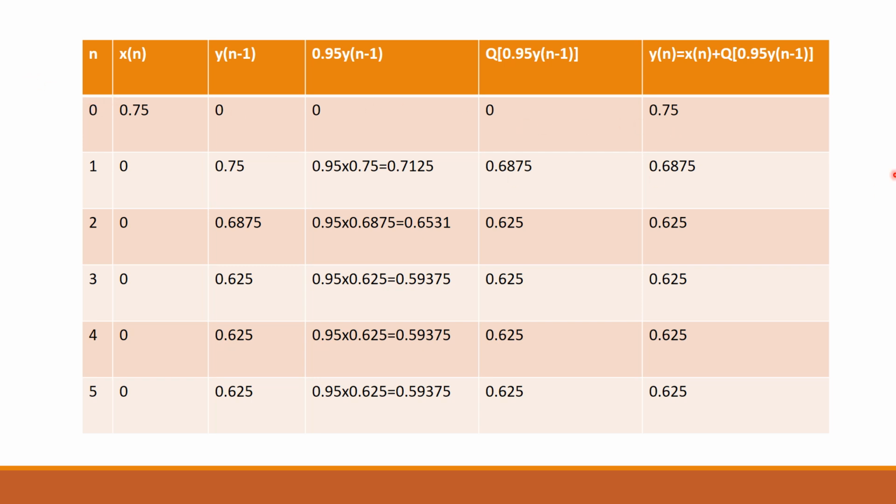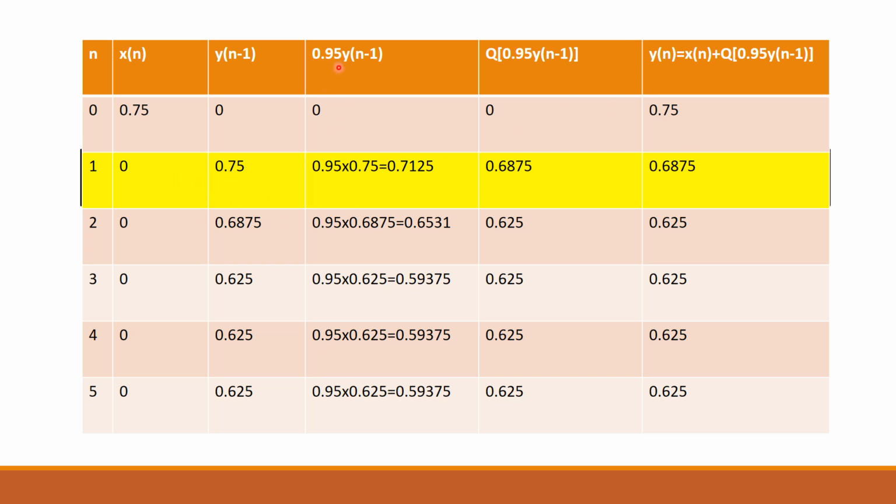Next, for n is equal to 1, we are going to see. So this is the case for n is equal to 1. In the question it is given that for n is equal to 0 alone, x of n is equal to 0.75. For all other remaining values of n, x of n is equal to 0. So y of n is the output, then what will be y of n minus 1? It is the previous stage output. So y of n minus 1 is 0.75. So we have written 0.75 here.